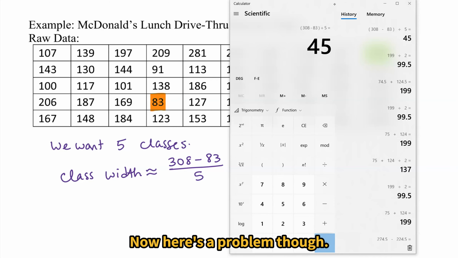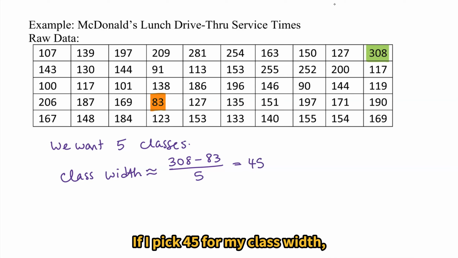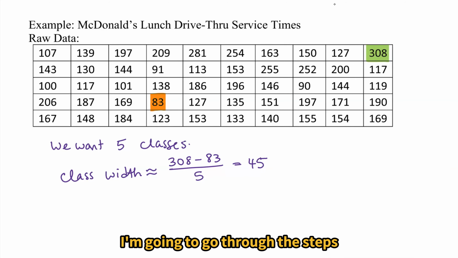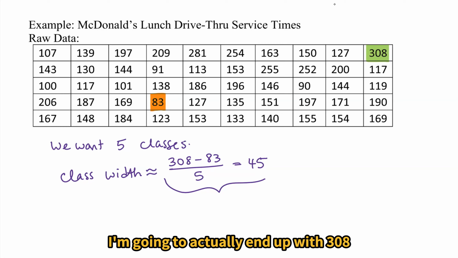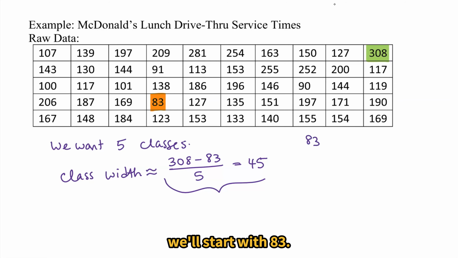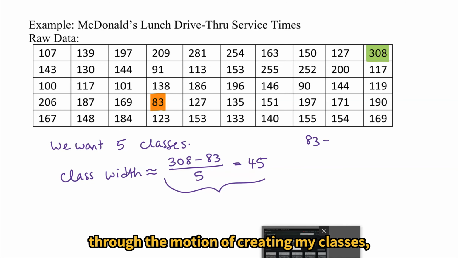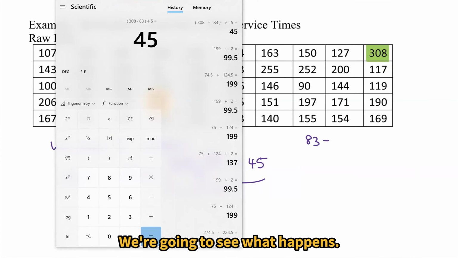Now here's the problem though. If I pick 45 for my class width, I'm going to go through these steps so you can see what happens. Because this turns out to be an exact whole number, I'm going to actually end up with 308 not having a class to go to. Watch. We'll start with 83. I'm going to go through the motion of creating my classes, and then I'm going to have to backtrack, so bear with me. We're going to see what happens.